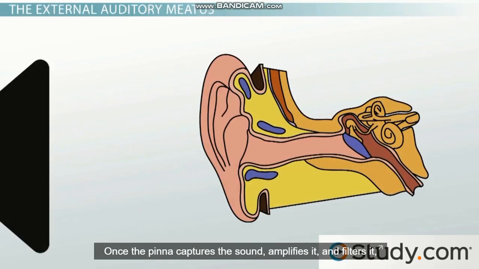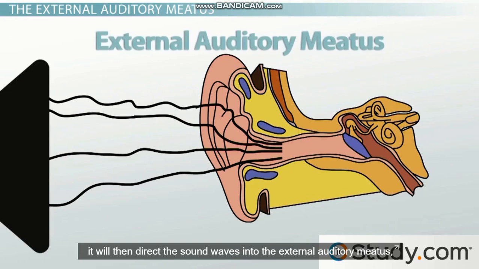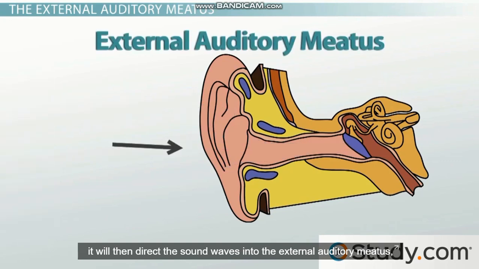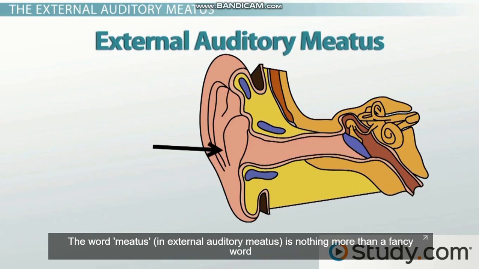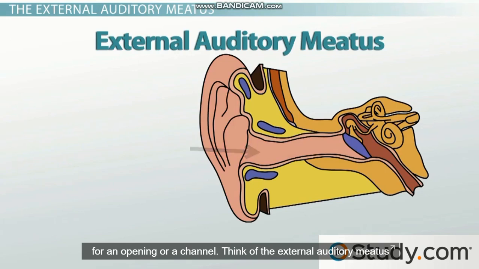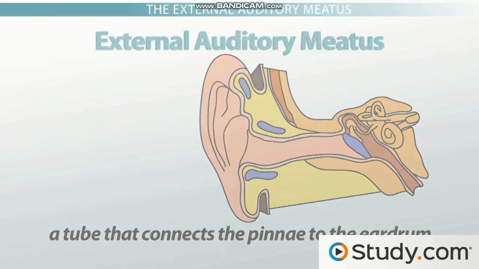Once the pinna captures the sound, amplifies it, and filters it, it will then direct the sound waves into the external auditory meatus, which is a really fancy word for your ear canal, the place where all of that icky earwax builds up. The word meatus in external auditory meatus is nothing more than a fancy word for an opening or a channel. Think of the external auditory meatus as a tube that connects the pinnae to the eardrum.